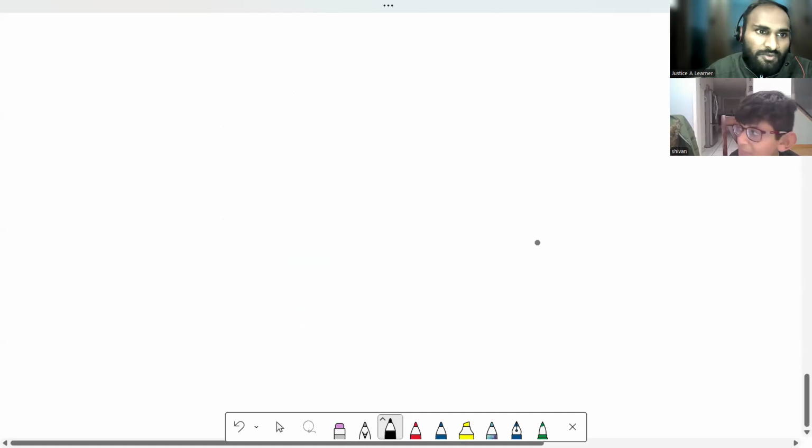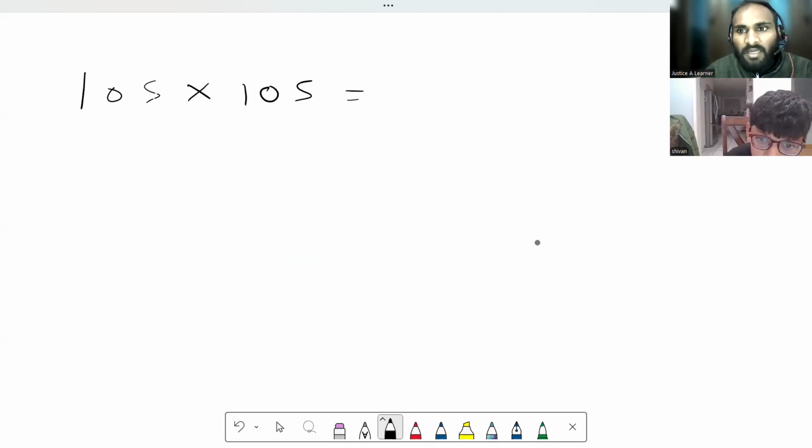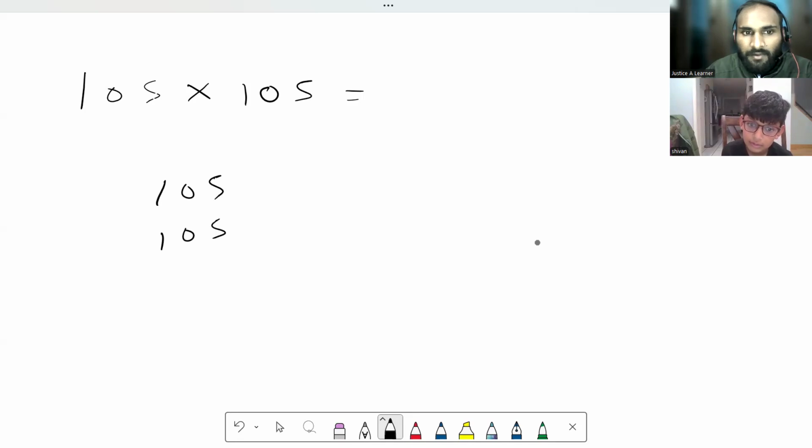Let me show you another thing that may boggle the mind of many. This is multiplication, 105 into 105. Again, this will take time if you solve it with a traditional method, but this can also be done with ease. Do you want to know the answer? How fast you can do that? So here we will write this number.